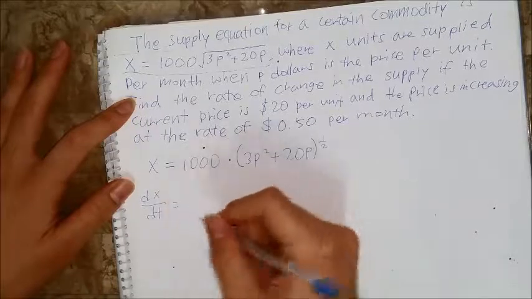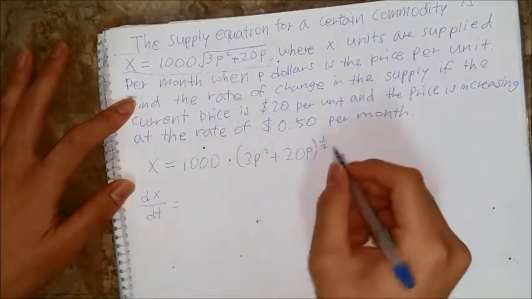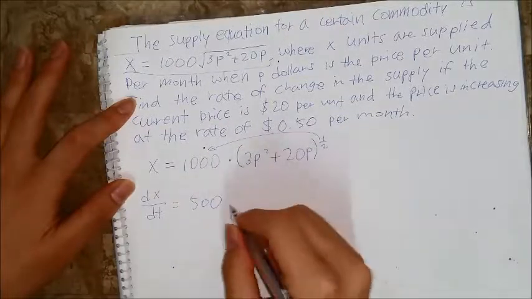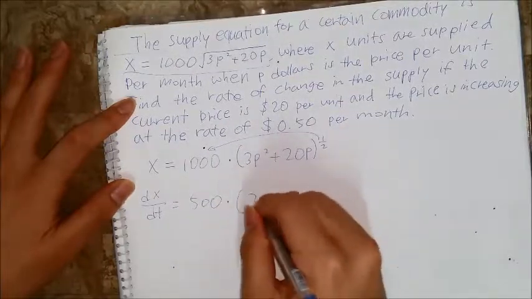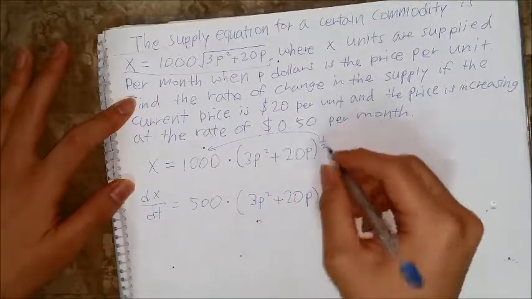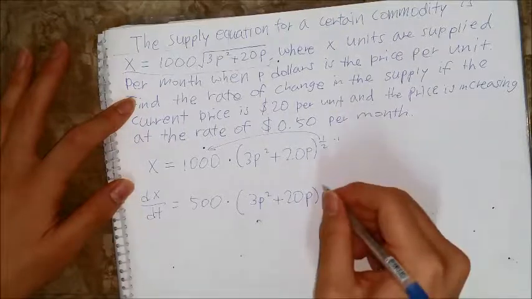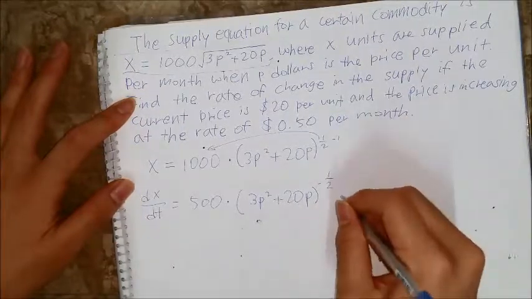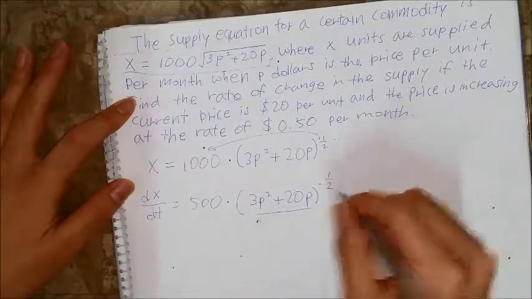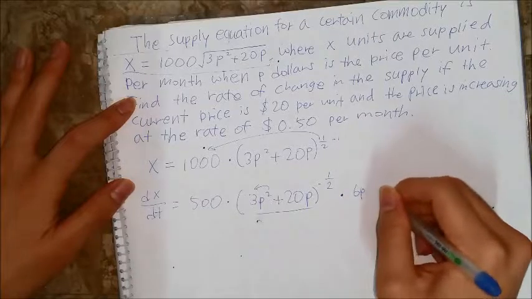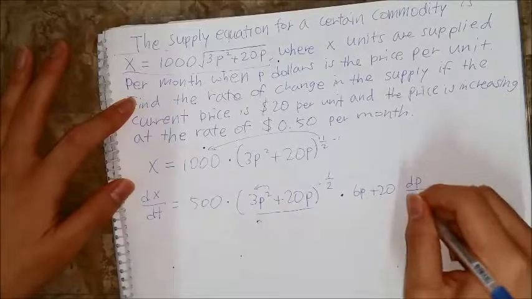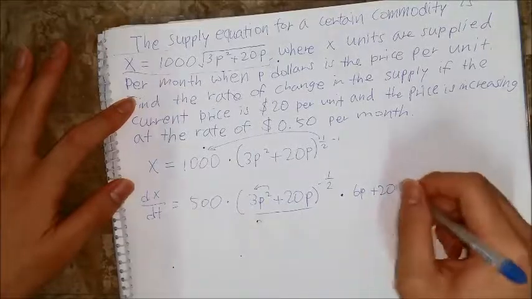dx over dt equals, this goes to here, so it turns 500 times, and minus 1, so it's minus 1/2, times the one inside, it's 6p plus 20, and last the derivative of p.